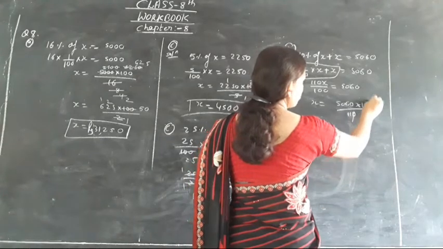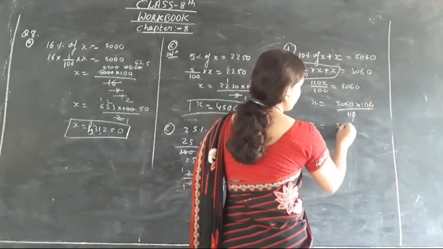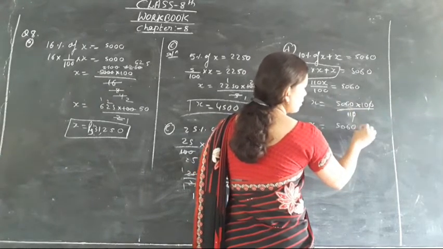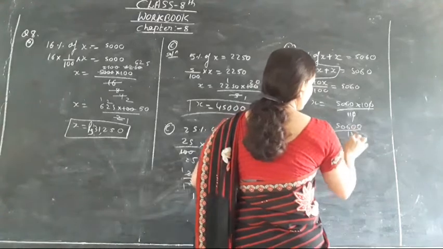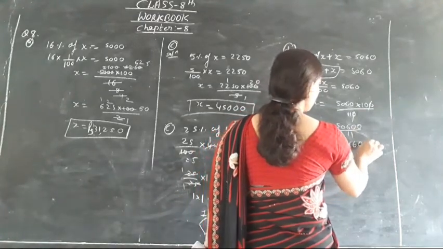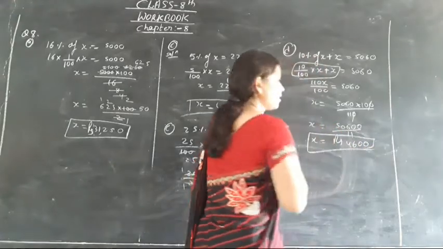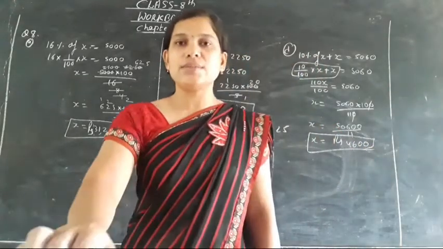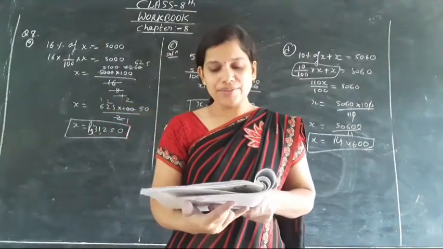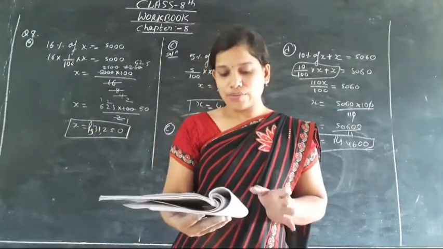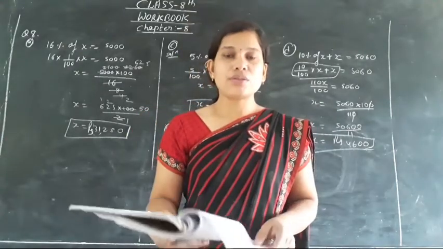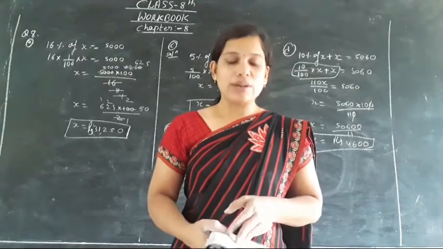So here you can see the working. So this answer, that means 4600, you have to write in the fill up. Clear everyone? So dear student, in this way you have to solve each and every question from the fill up. Hope you people understood. Now we are going to see question number 9.